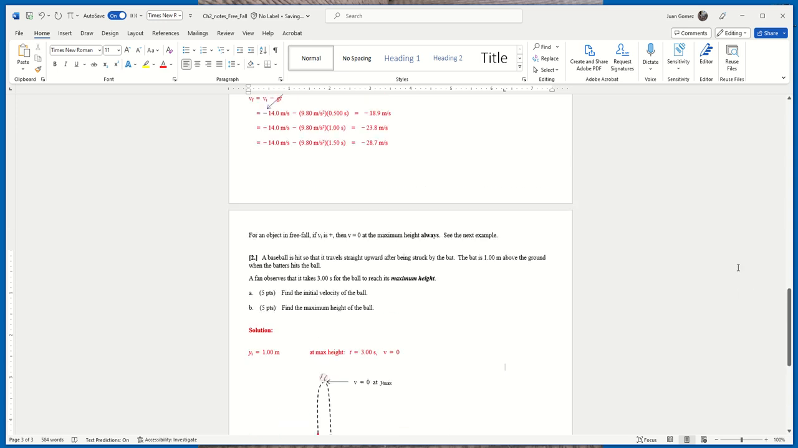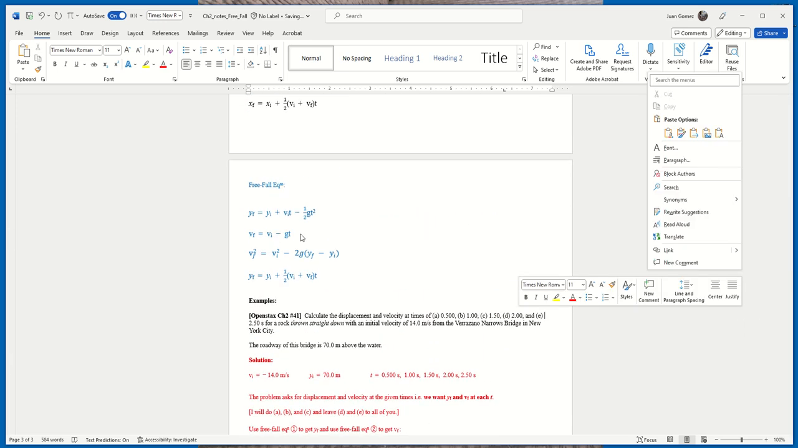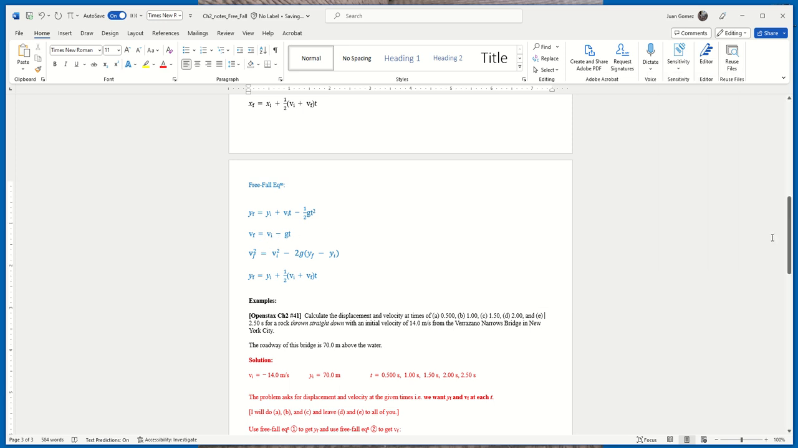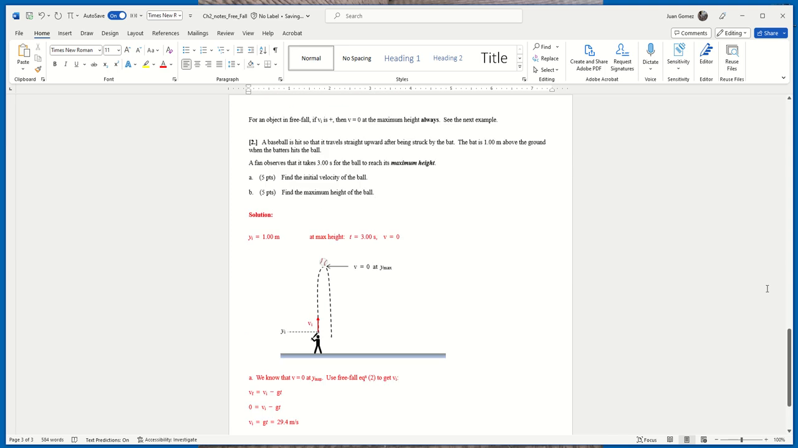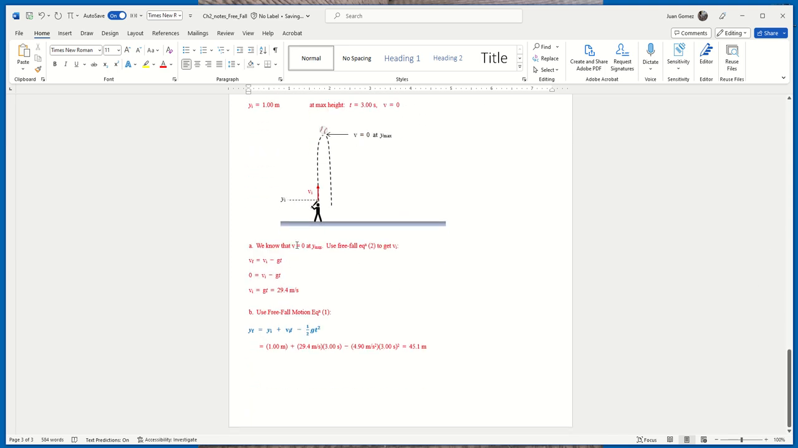So for the initial velocity of the ball, the easiest equation is probably equation 2: VF equals VI minus GT. We know that V is equal to 0 at the max height. Use equation 2 to get VI. General equation, VF equals VI minus GT. Why is VF 0? Because at the max height, the speed is 0. So 0 equals VI minus GT, or VI equals GT.